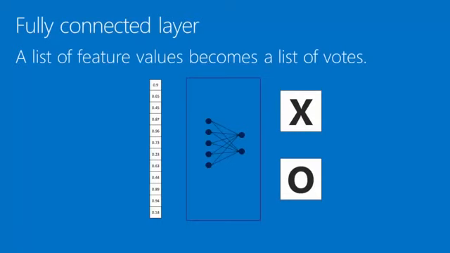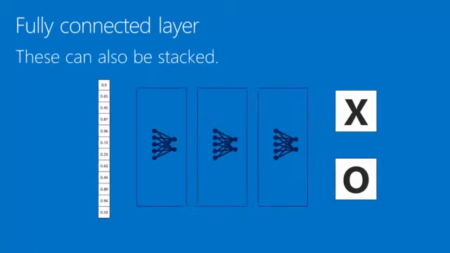So in a fully connected layer, a list of feature values becomes a list of votes. Now, again, what's cool here is that a list of votes looks a whole lot like a list of feature values. So you can use the output of one for the input of the next. And so you can have intermediate categories that aren't your final votes, or sometimes these are called hidden units in a neural network. And you can stack as many of these together as you want also. But in the end, they all end up voting for an X or an O, and whoever gets the most votes wins.